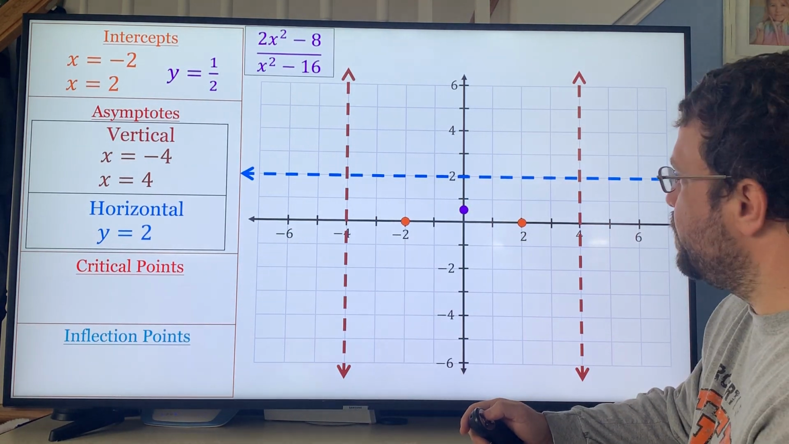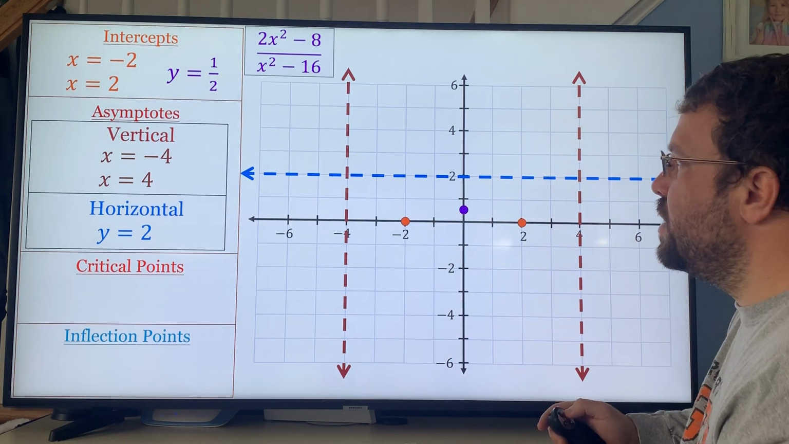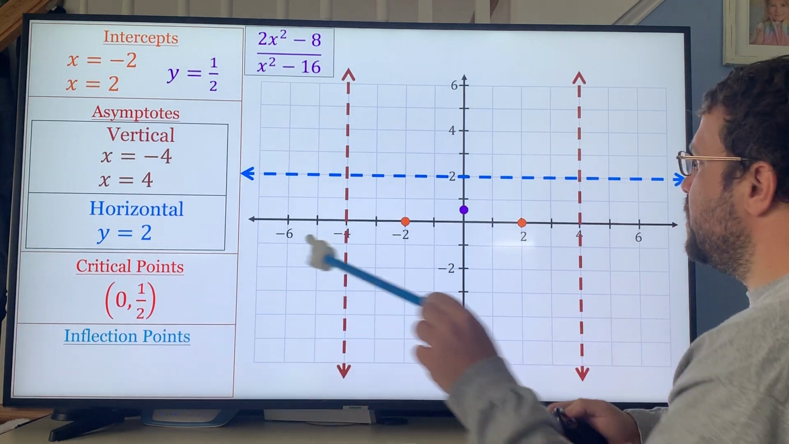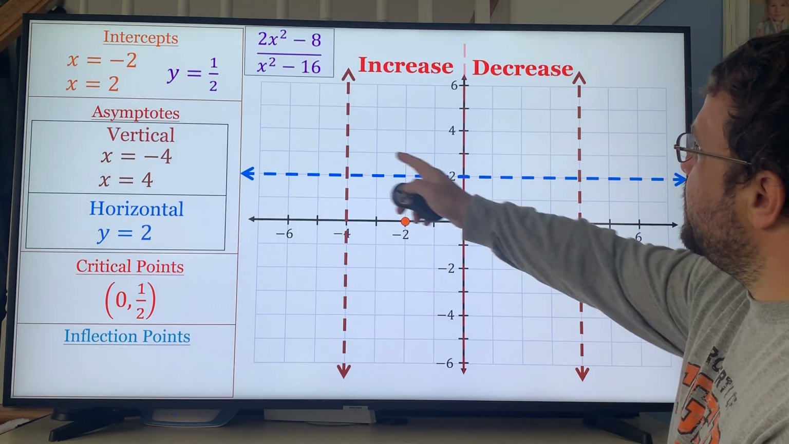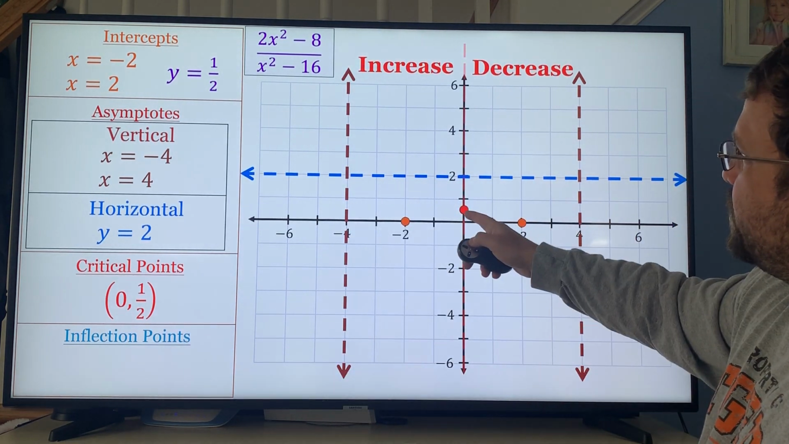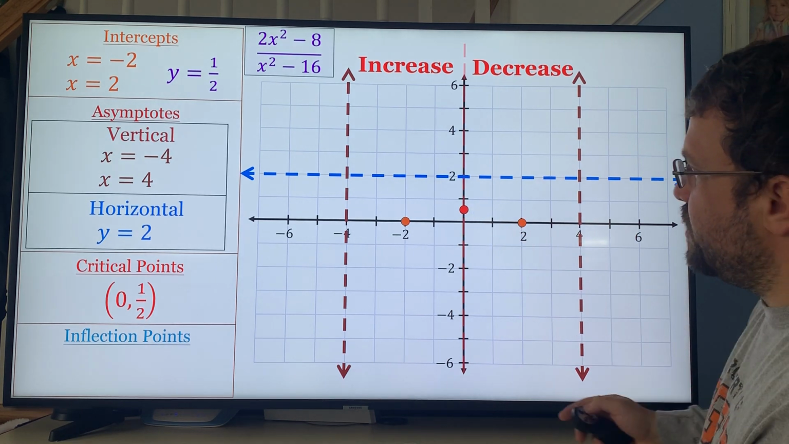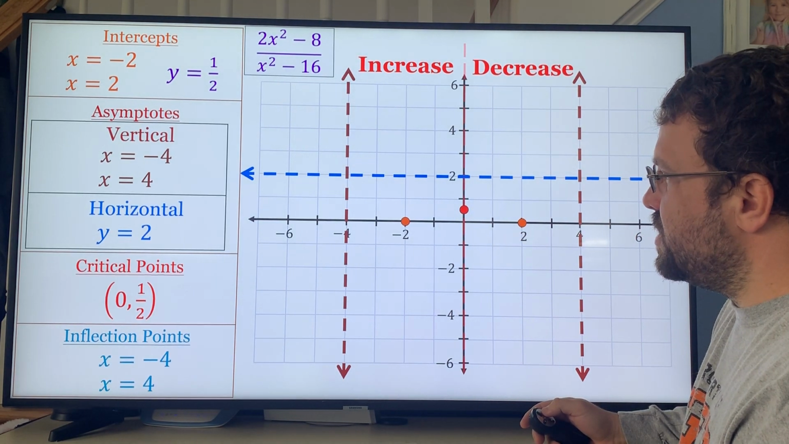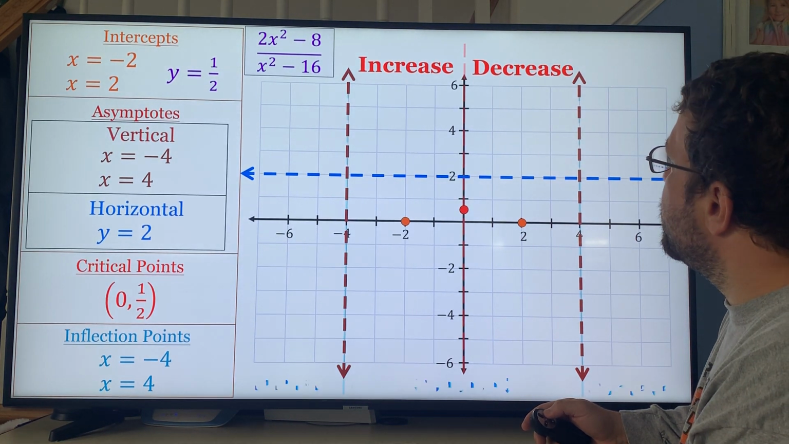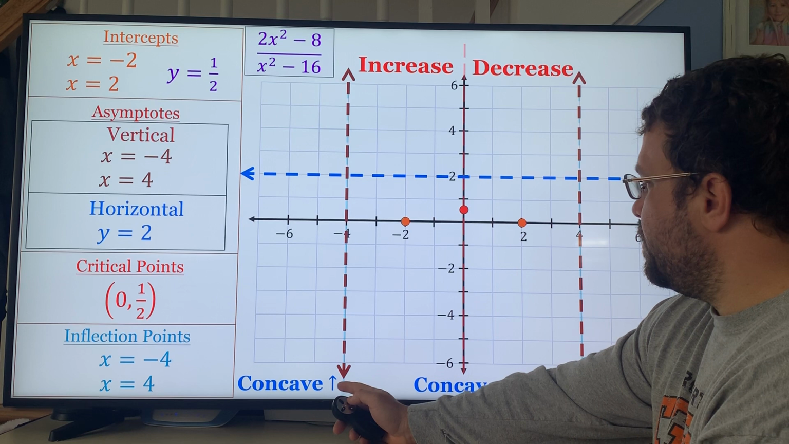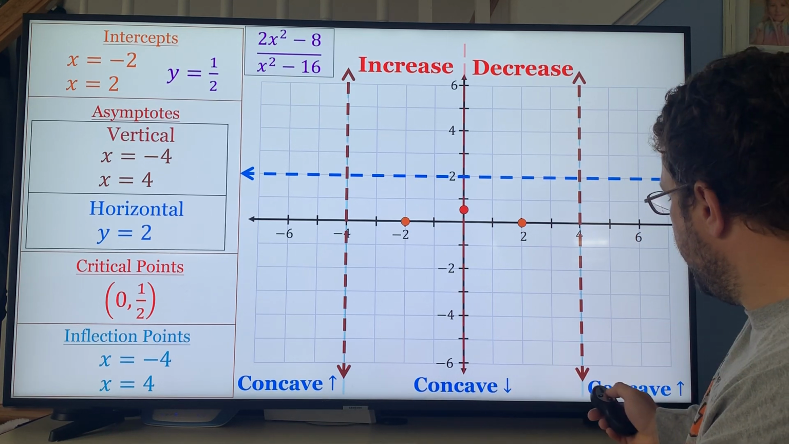Any questions yet? This is giving us a good idea what we're going to do. Critical points. 0, 1/2. So here's your critical point, and what we said is between these points it's going to be increasing everything before this point and decreasing everything after this point. Inflection points. Negative 4 and 4. Concave up, concave down, concave up.